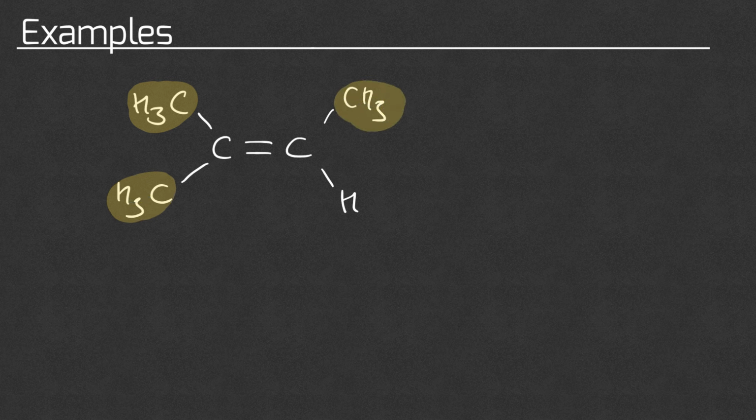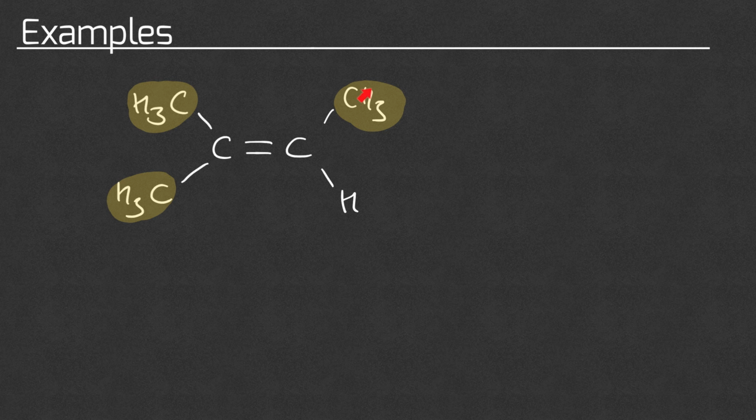However, in this case, we can see we've got two identical groups on the left-hand side. This would cause us a problem, as we can't tell whether the groups are pointing up or down because they're the same. In order to have EZ isomerism, you've got to have two different groups on each side. Doesn't matter what the groups are on each side. If this bottom CH3 group was a fluorine, an F for example, that would work.